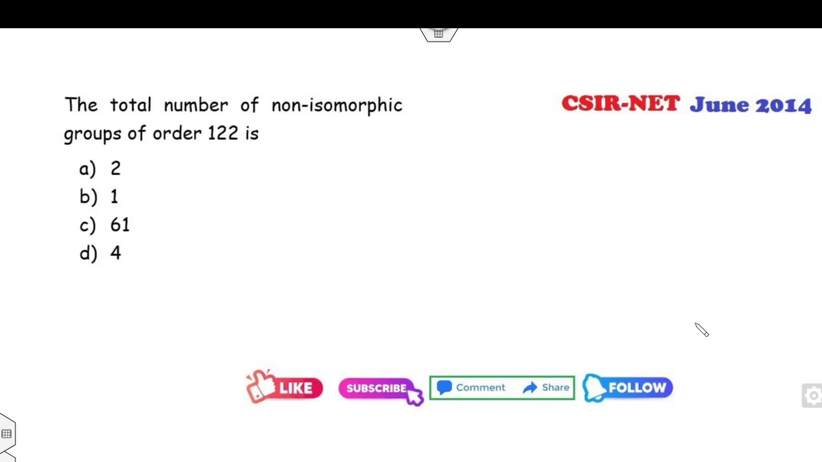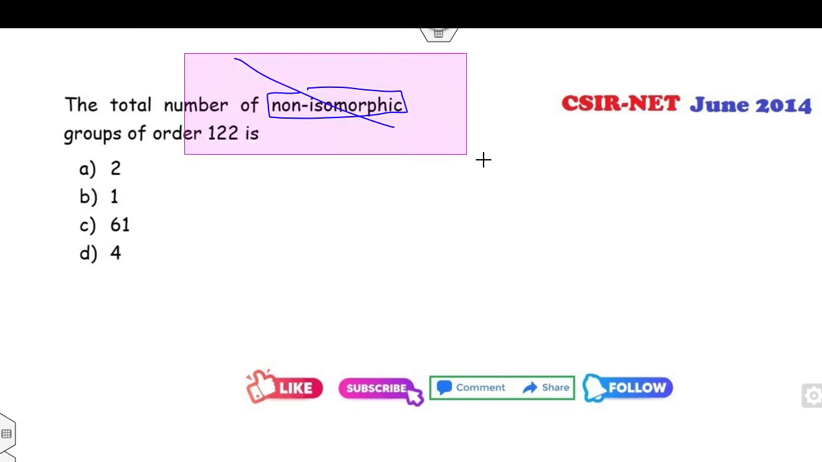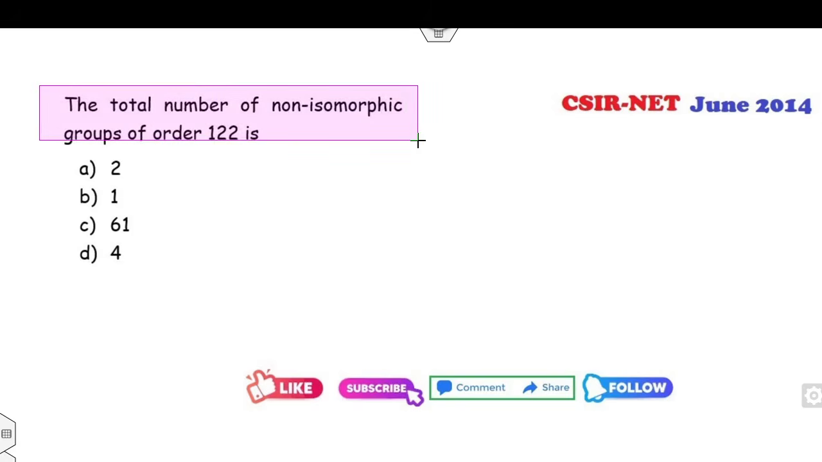Now, the number of non-isomorphic groups. Remember that. Is it given in the abelian group? No. So now, what is the shortcut trick? How can you find the number of non-isomorphic groups? First of all, very simple. I will tell you the shortcut trick first.